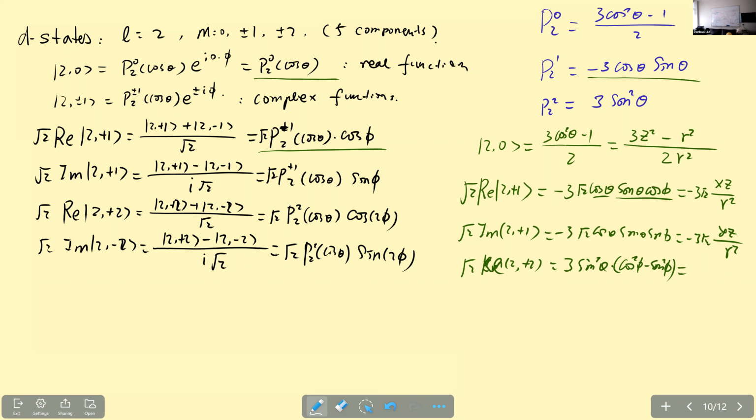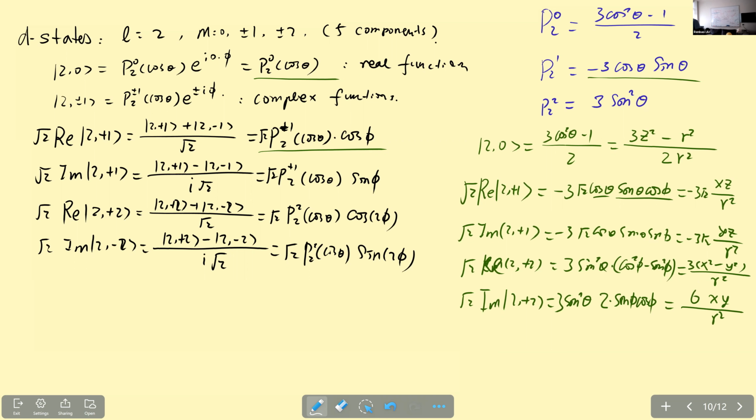So that will just equal to r squared, 3x squared minus y squared. And the imaginary part of this one, 2 plus 2, will equal 3 sine squared theta, and sine 2 phi, which is just 2 times sine phi and cosine phi. So that will equal r squared 6 times, I think it's x, y.